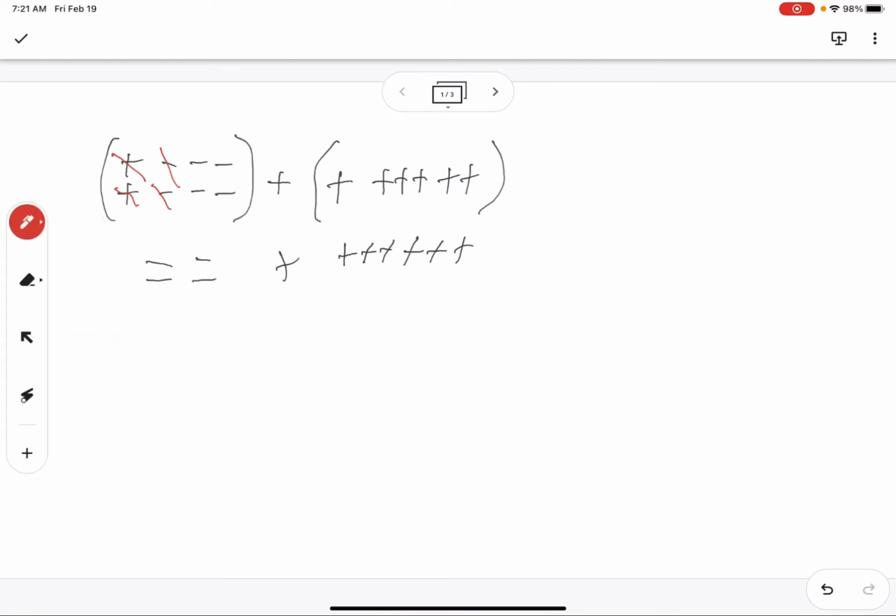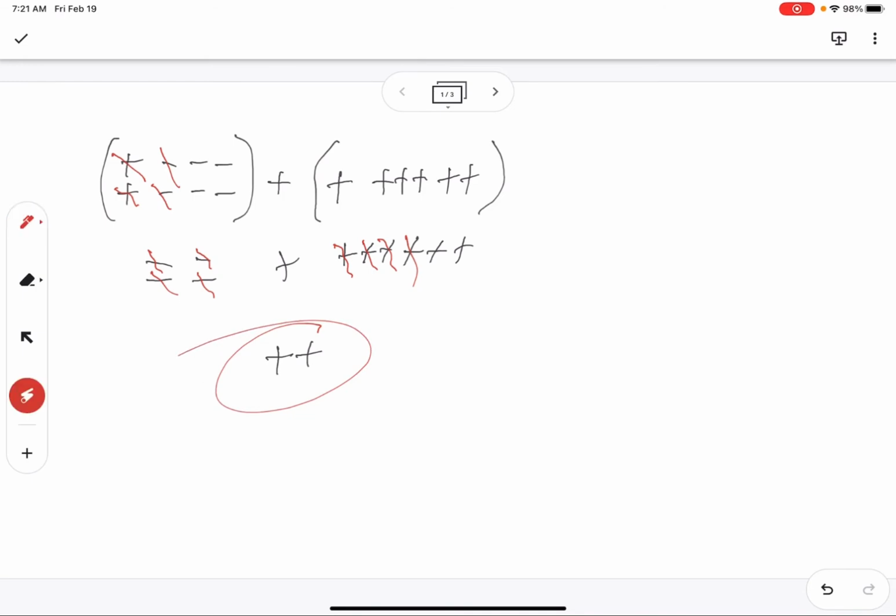So let's start working on that. If we get rid of this minus, that cancels out that plus. This minus cancels out that plus. This minus cancels out that plus. And this minus cancels out this plus. So what are we left with? We're left with these 2 pluses. So I'm going to write those down. Plus and plus. And this is my answer. Okay?